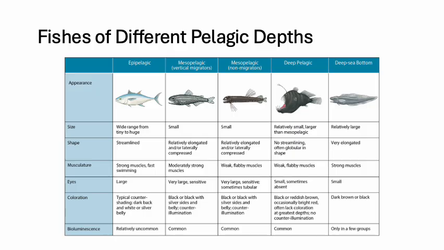On the deep sea bottom, the trend reverses slightly. These fishes often regain stronger muscles because they interact with the substrate rather than drifting. Their bodies become long and elongated, built for navigating the terrain rather than open water. Bioluminescence becomes rare here, and most species rely on touch, chemical cues, and slow movement.